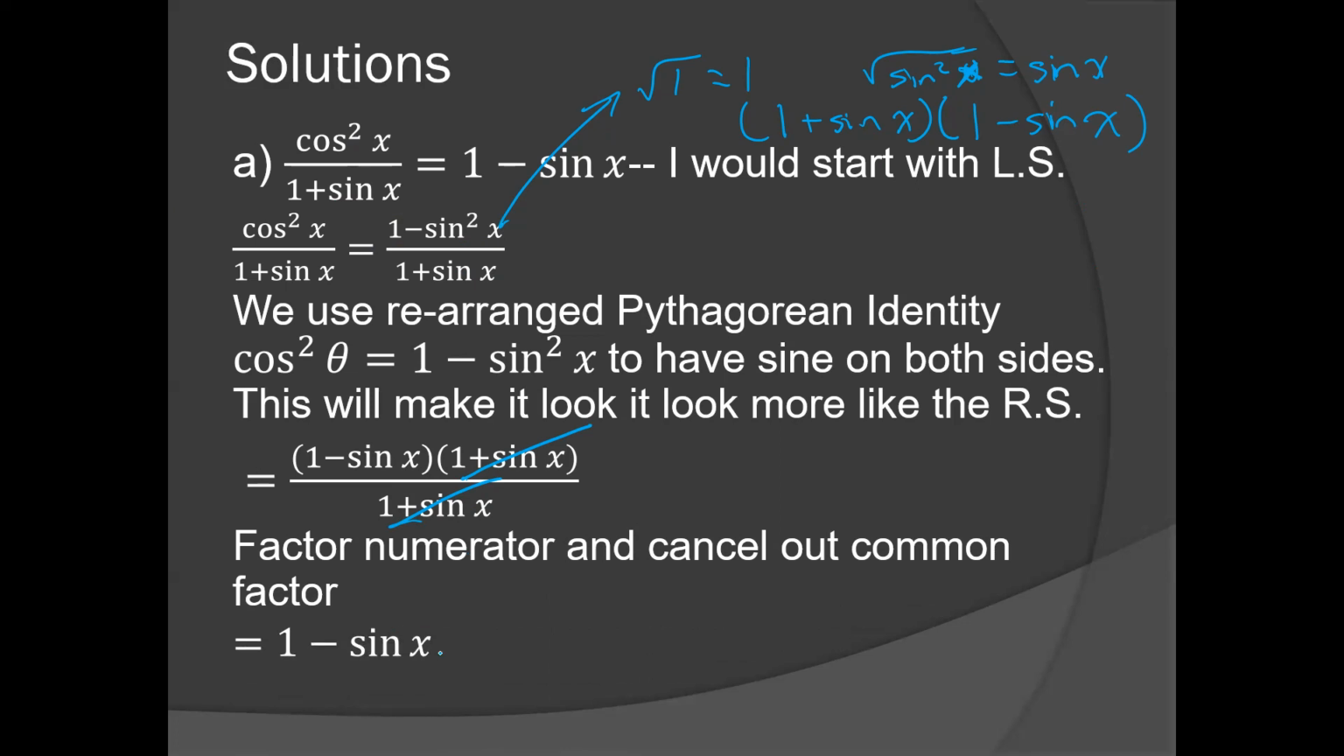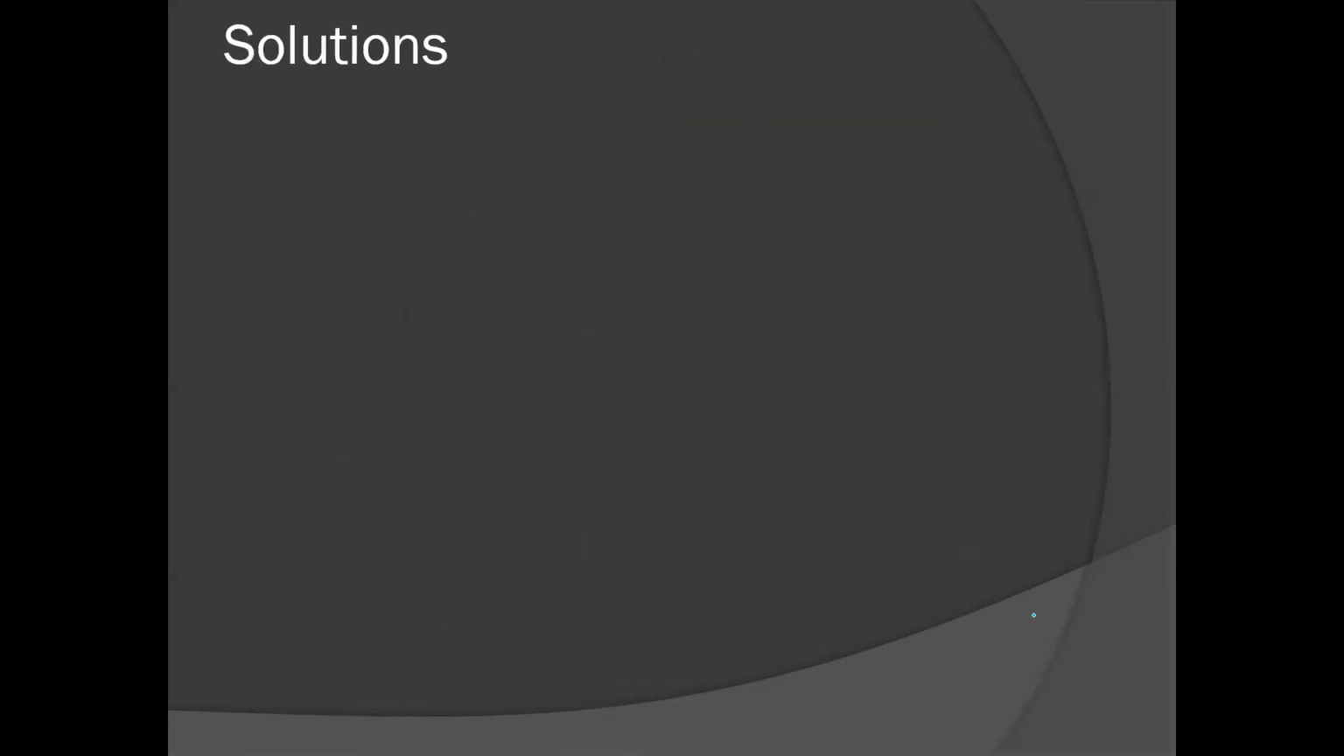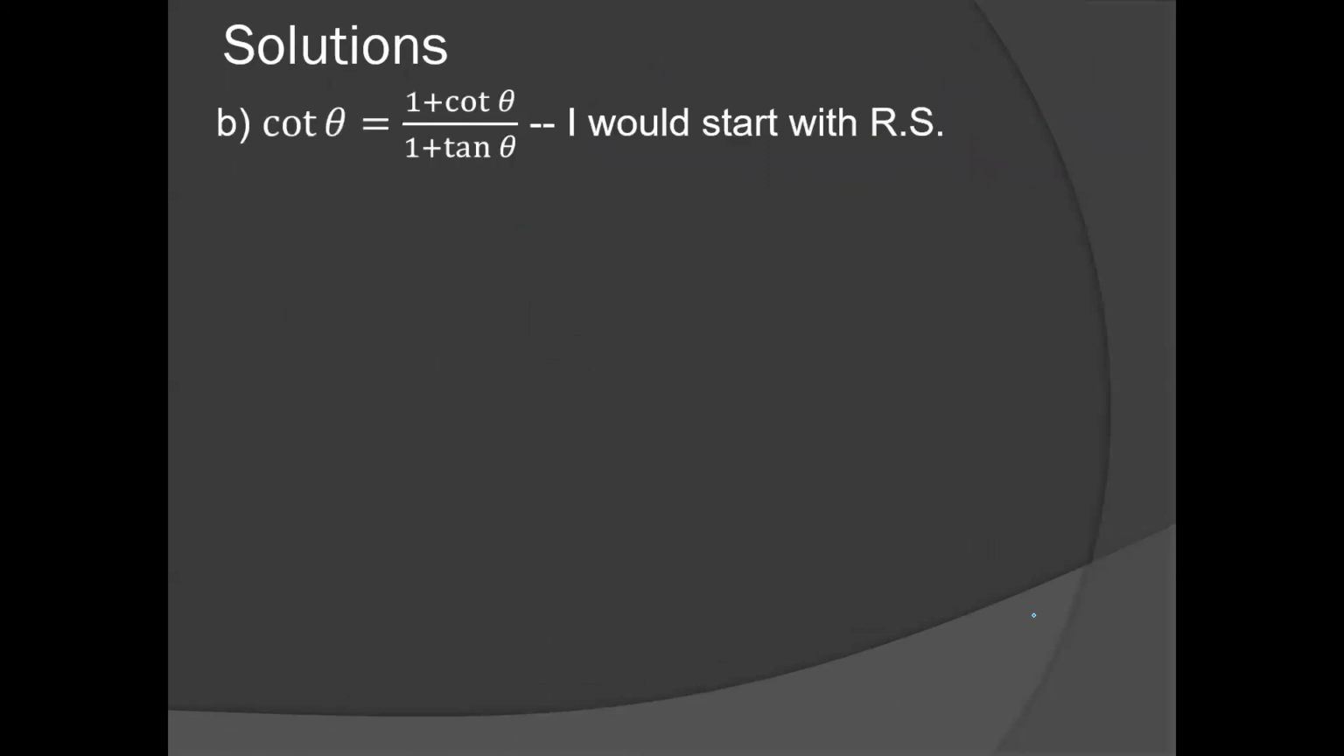And when we do that, we end up with 1 minus sine x. And notice that that is equal to the right-hand side. So because the left-hand side is equal to the right-hand side, the identity is definitely true. Okay, we know it's definitely true there. Let's look at the second example.